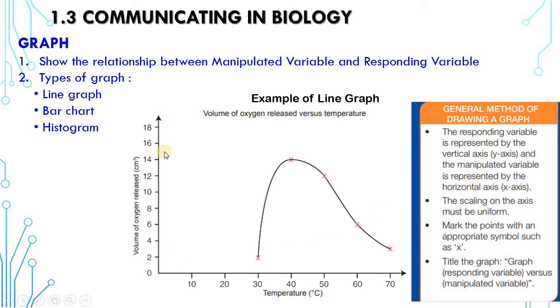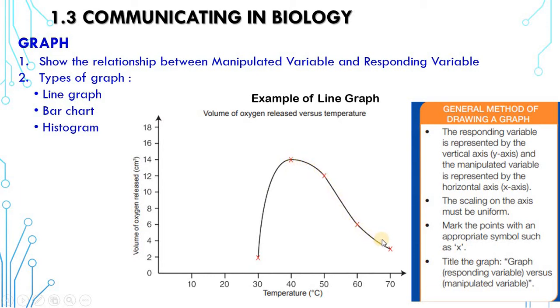So this is the y-axis, which is drawn vertically, and this is the x-axis, drawn horizontally. This one is the responding variable, and this one is the manipulated variable. The scale on each axis must be uniform. Mark the points with an appropriate symbol such as X, X here, X here.